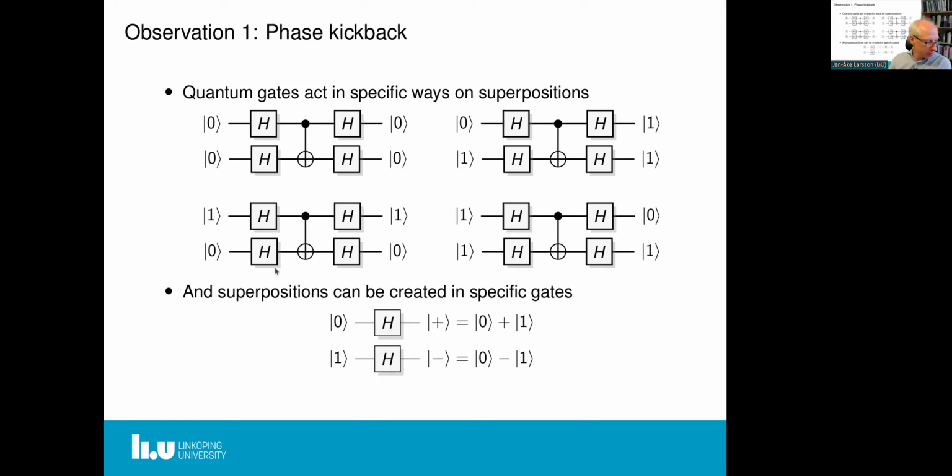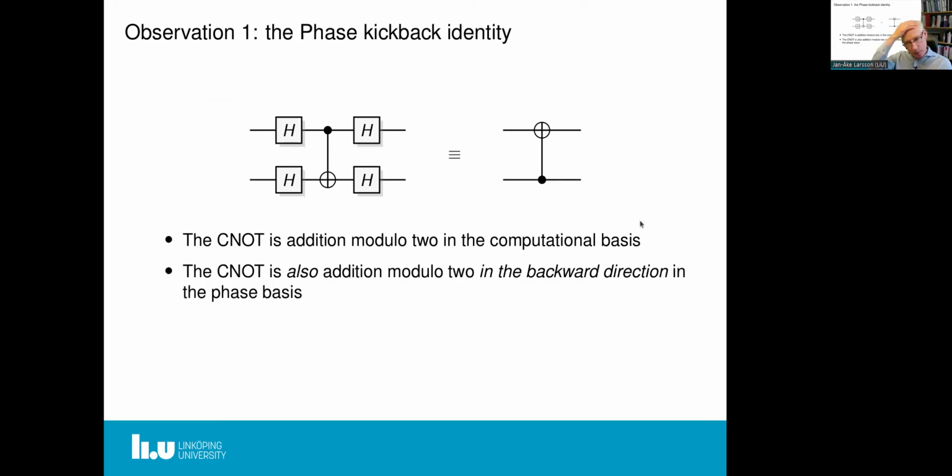The same happens here. Well, nothing happens here because the 0 does not influence the top value. But if we got a 1 on the target, the control changes. So what we've just proven is a well-known result from basic quantum computing called the phase kickback identity. The CNOT is addition modulo 2 in the computational basis, but also addition modulo 2 in the backward direction, but in the phase basis.